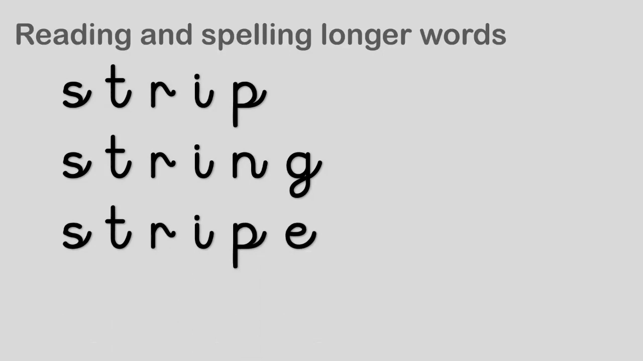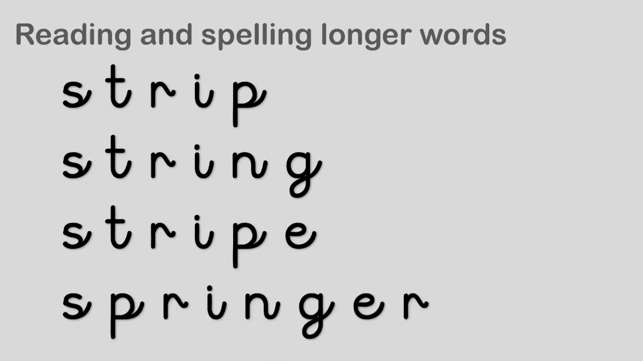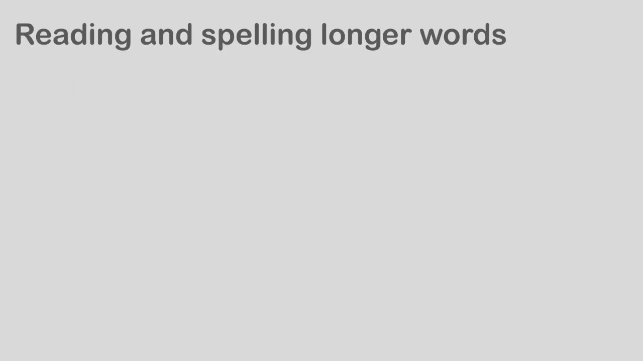Or we might have something like a split digraph. We might have more than one digraph. And here's a case where you have to tweak it a little bit. Springer. And then we start getting on to longer words that have more than four or five phonemes in.